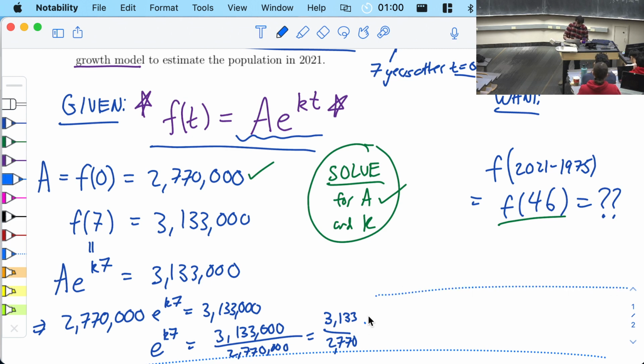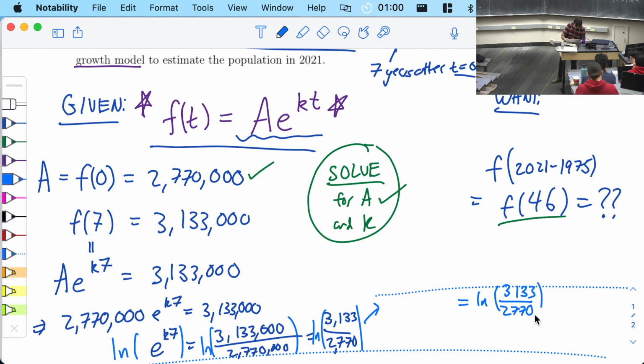To find k, if I have e to the power something equals something else, I can take the ln of both sides. So I do the ln of this and the ln of that. Then you get the ln of e to the k times 7 equals the ln of 3,133 divided by 2,770. The thing about ln is it perfectly undoes e to the power. The ln of the exponential is just whatever was in the exponent. In this case, it's 7 times k. So by doing the ln of both sides, I effectively got rid of that exponential. Now it's perfectly set up to solve for k. I have 7 times k equals something.